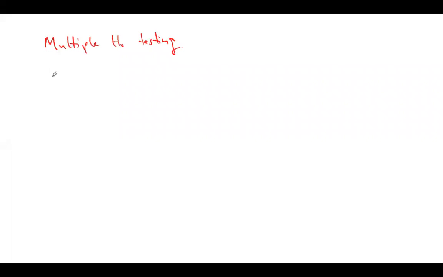Let's say I have the first H null 1, and there is an alpha error. The alpha error is 5%. I do another hypothesis in my study, H null 2, and I have again another 5% alpha error rate. So if I continue to have multiple hypotheses, let's say 10 hypotheses, what will happen to my alpha error? It will increase. How will it increase?